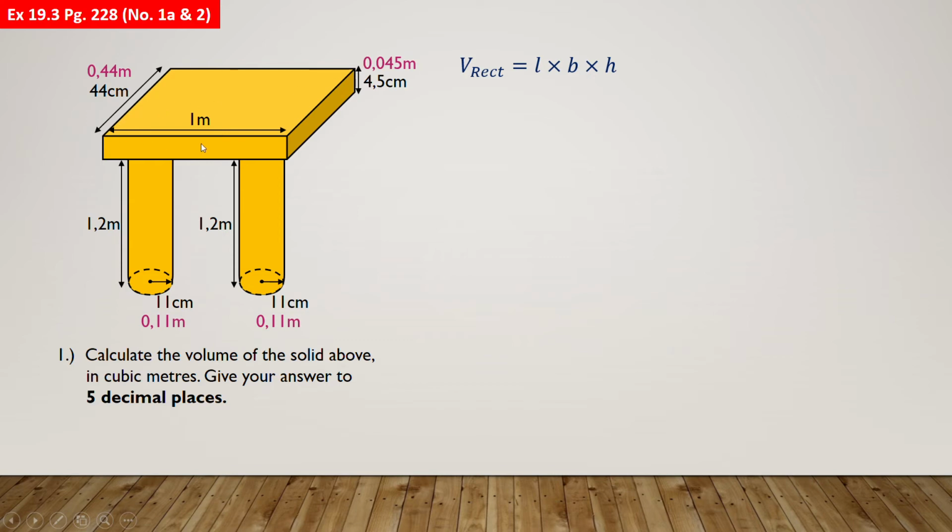So 1 times 0,44 times 0,045. If I calculate that, I'm going to get 0,0198 meters cubed. And I'm just going to leave it like that. Because they want me to give my answer to 5 decimal places, I'm going to leave it with as many decimal places as I can until the end.